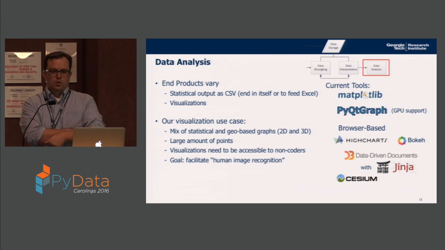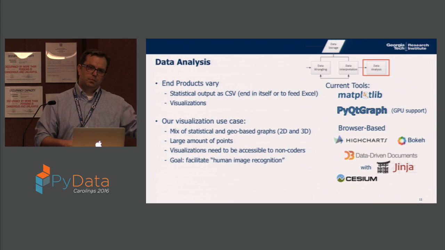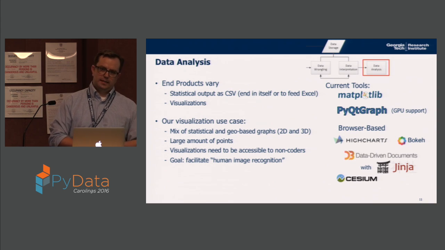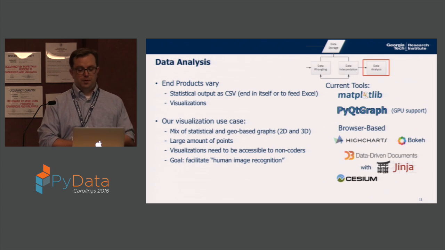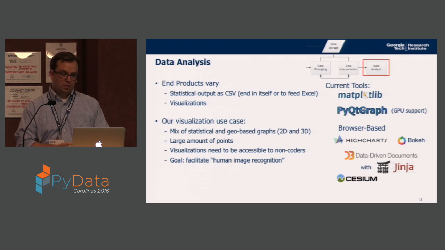I still think that we'd be much better off sticking inside of a Jupyter, web-based stack. And if we can find a way to do that and still deal with the massive amount of points that we have, I think that's where we'll end up.